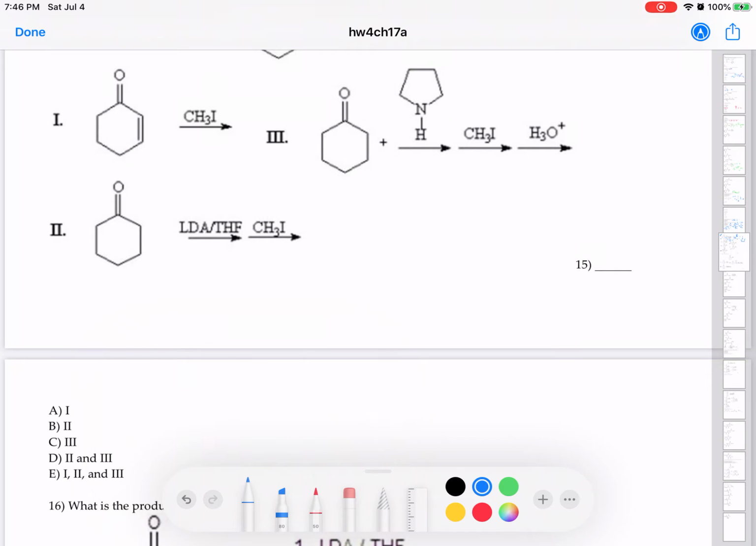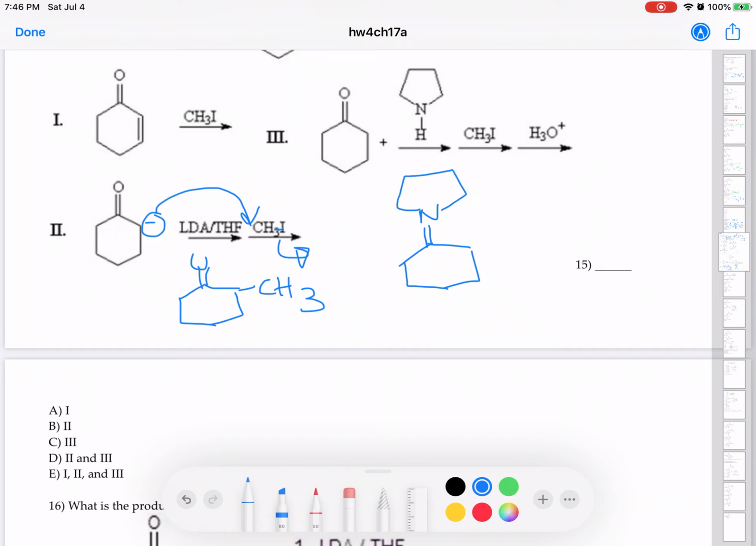Because you can make the enolate here with LDA and then attack the carbon and then leave iodide, so that can add an alkyl group there. That's number 2. And for number 3, we have a ketone and we have a secondary amine, and with that we can make an enamine. We learned how to form the enamine. So you put the nitrogen.